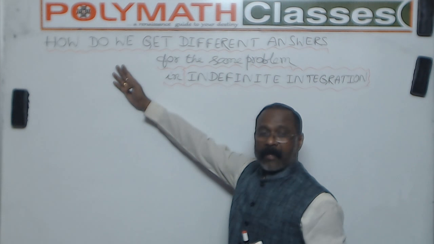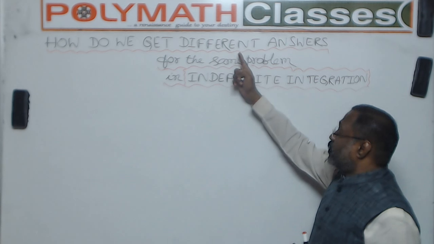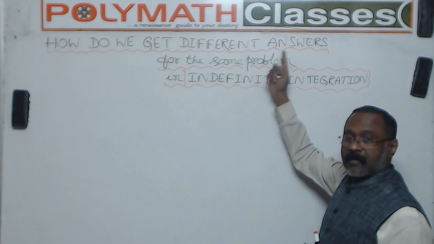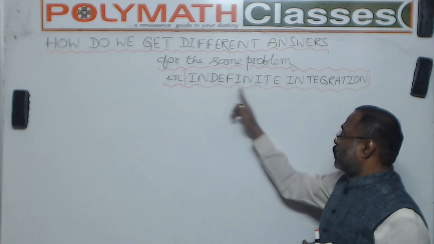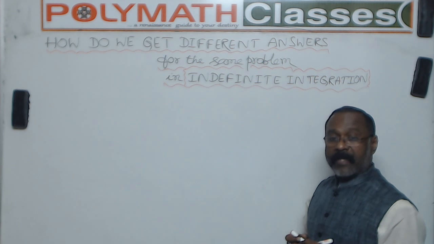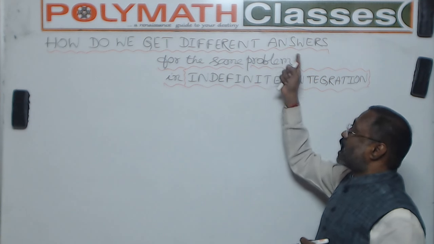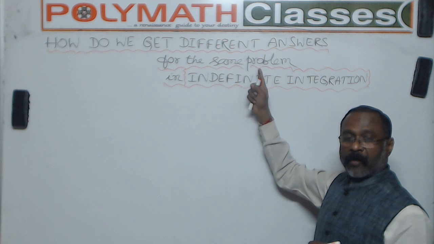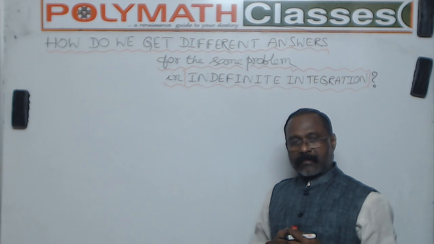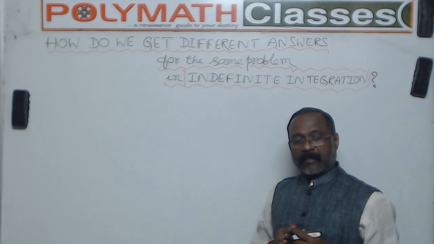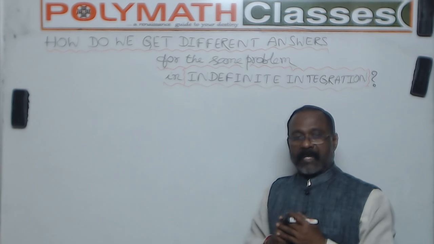How do we get different answers for the same problem in indefinite integration? So, let us understand this through a simple example.